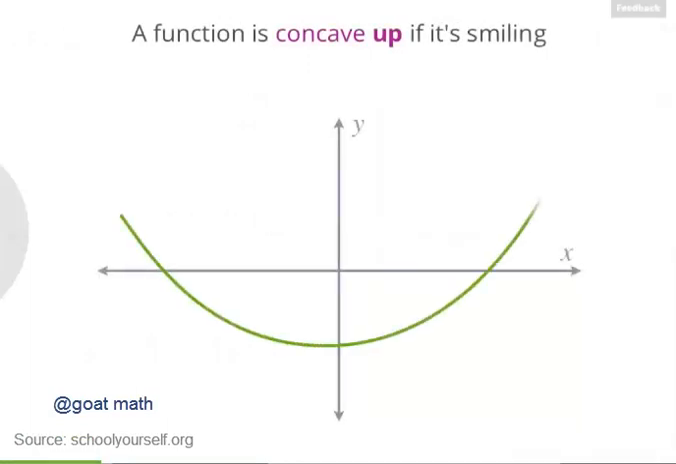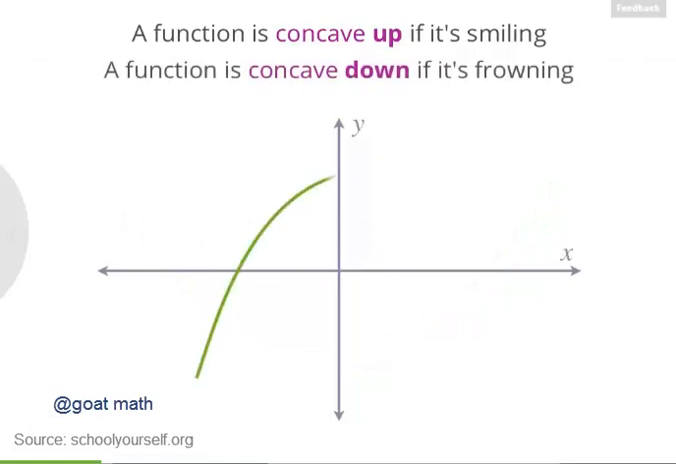Here's an example. Notice that this function has a smiling shape to it. It's curving upward. On the other hand, a function is said to be concave down if it's frowning, like this function here, which curves downward.